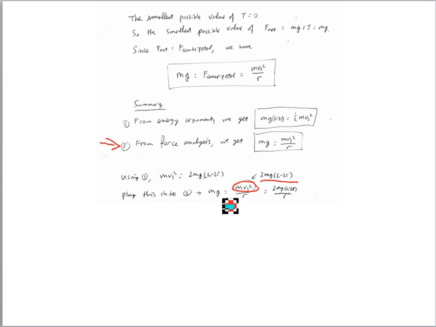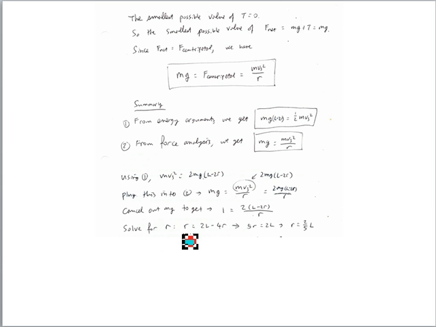We plug this into m v3 squared, and we get mg is equal to 2mg times (L minus 2r) divided by r. Alright, now cancel out the factor of mg from both sides of the equation, and you get the following: 1 equals 2 times (L minus 2r) divided by r. Now we solve for r, and we get r equals 2L minus 4r. You move the r to the left hand side of the equation to get 5r equals 2L, and you get r equals 2/5 L.